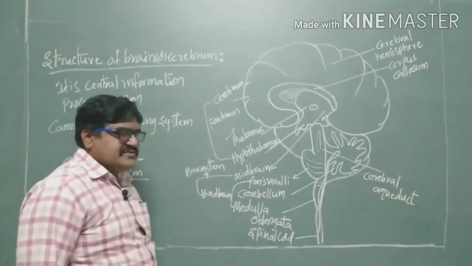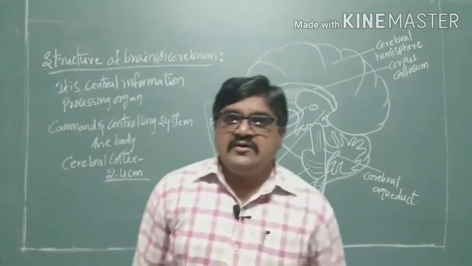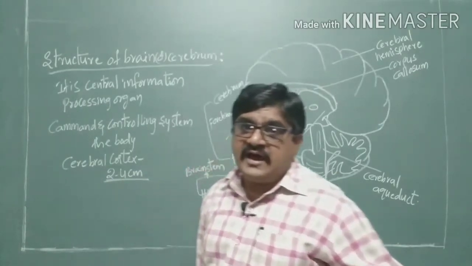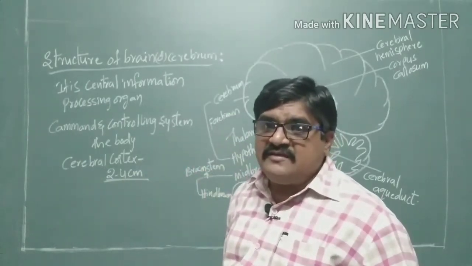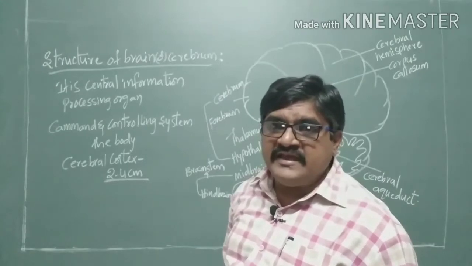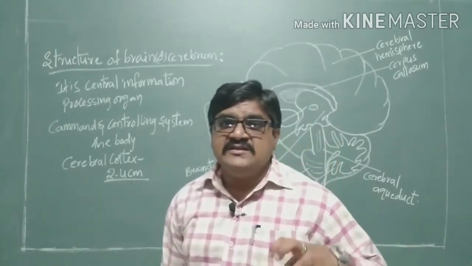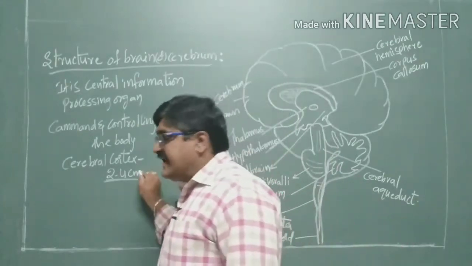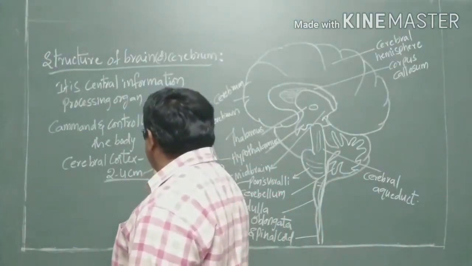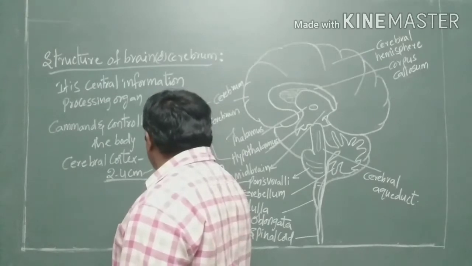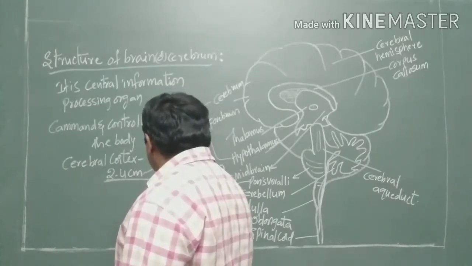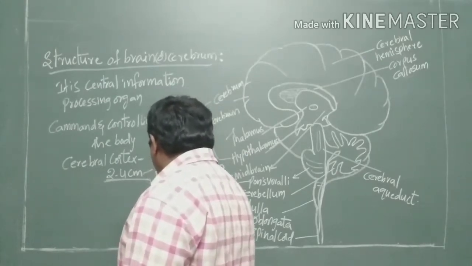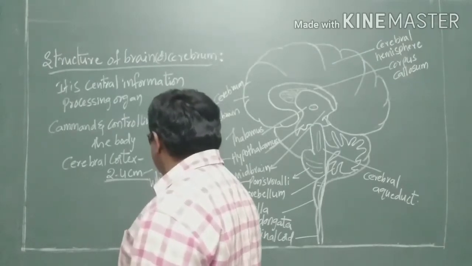This cerebral cortex is covered by the gray as well as the white matter. It is surrounded by the gray and the white matter.